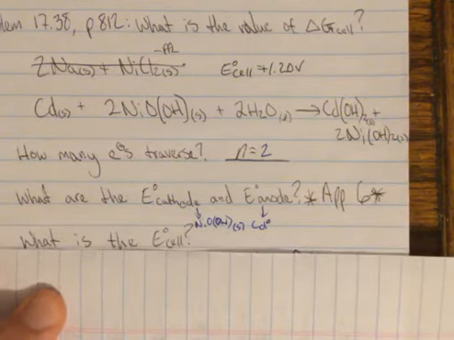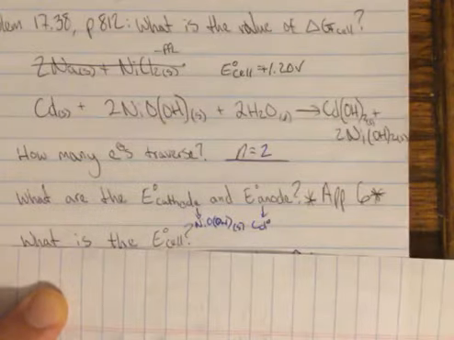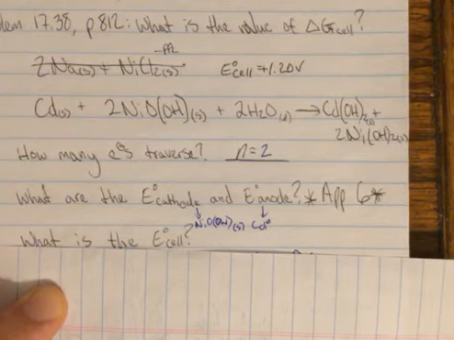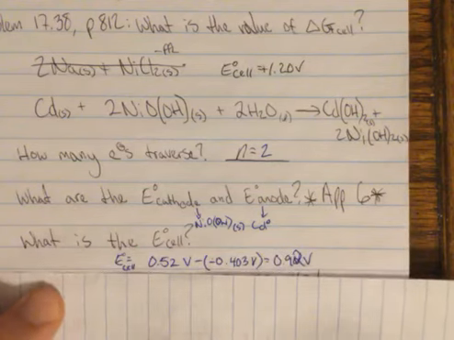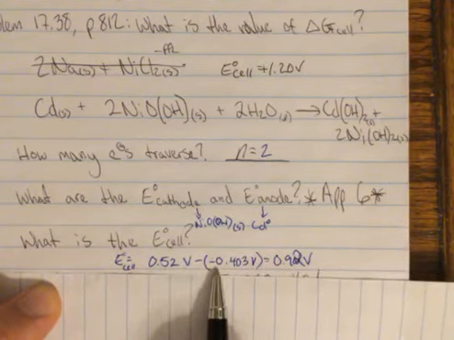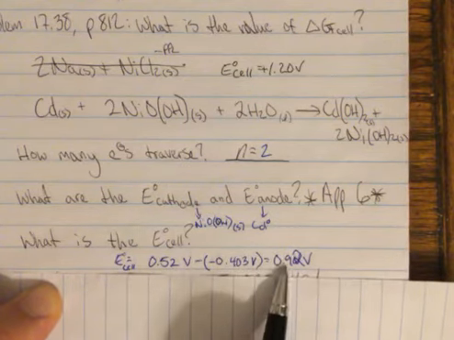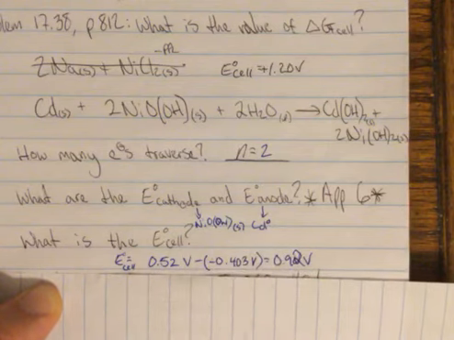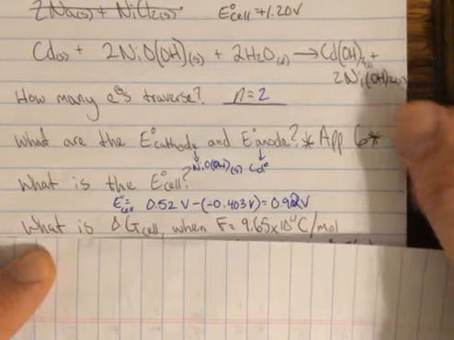So what is the E cell? Now, we're already given the E cell, but just to do things more theoretically as opposed to what they give you, I took 0.52 volts minus negative 0.403, so that's going to come from the anode. And that's going to give you plus 0.92 volts. Okay, so a little bit of a difference. Now, I calculated delta G cell for both.